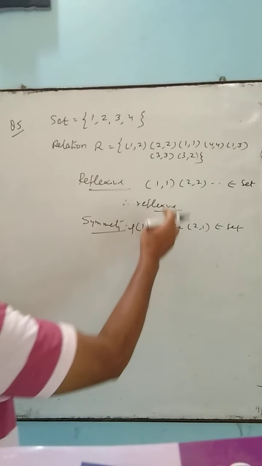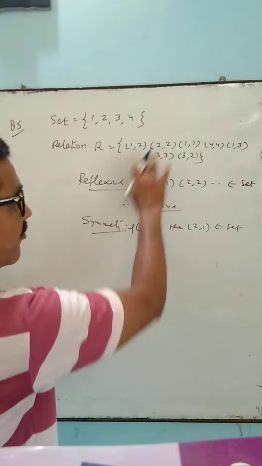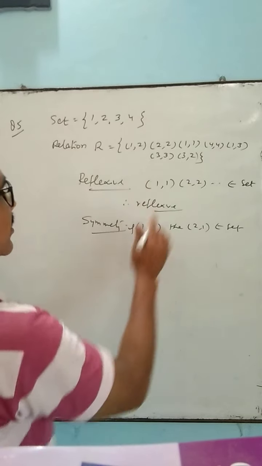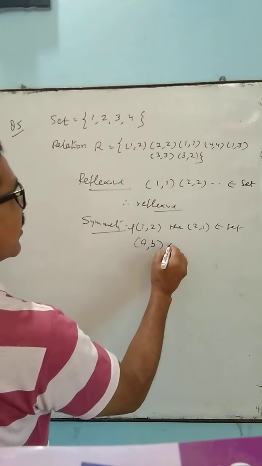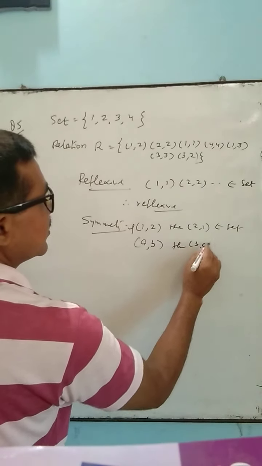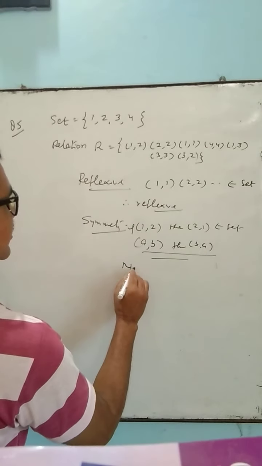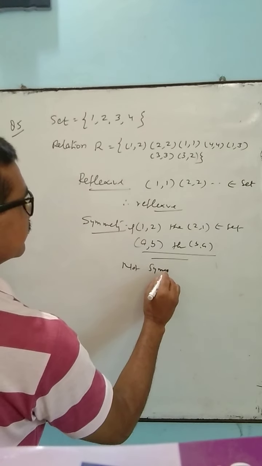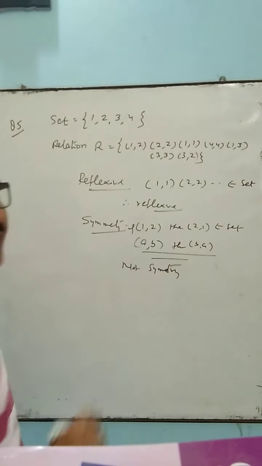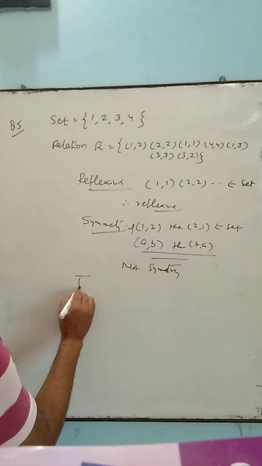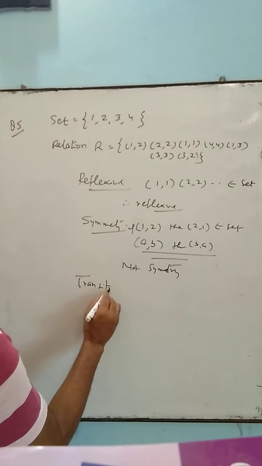So you can check that no relations here look like A, B then B, A. There are no such relations mentioned. So it is not symmetric. Clear to all of you? Now the third property is transitive.